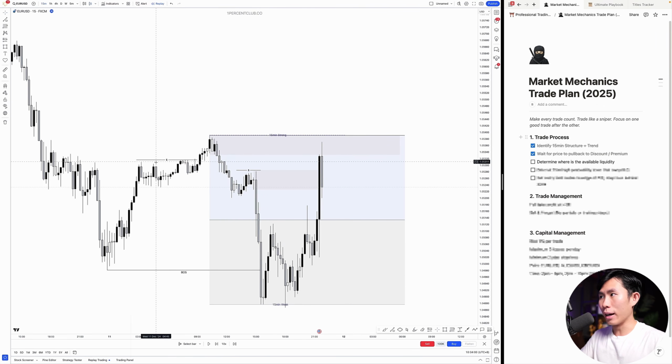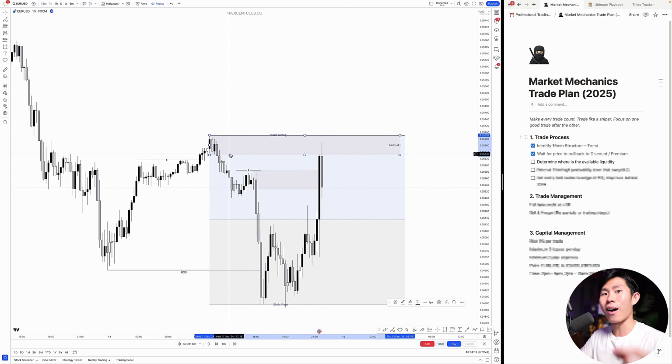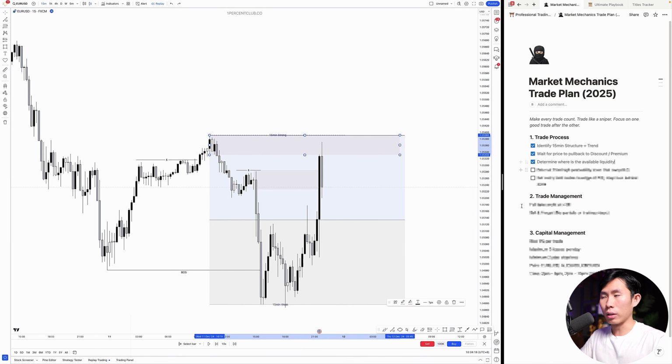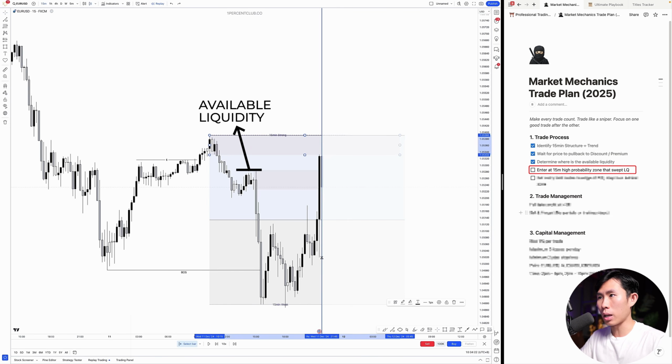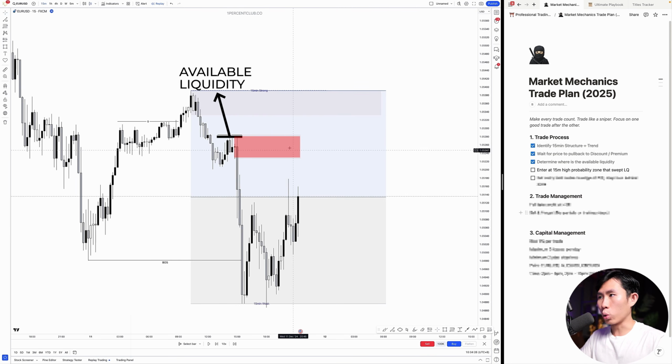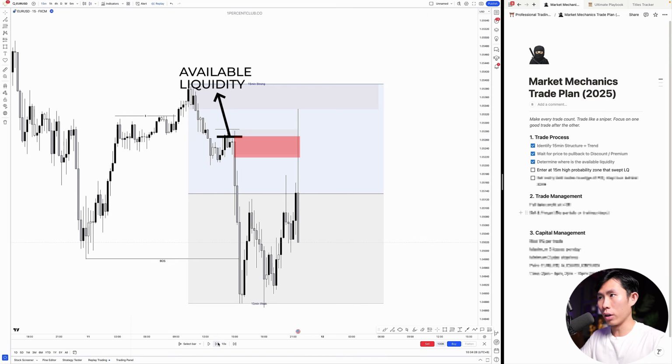So based on this, I know that this right here, price has already swept the available liquidity above these highs, and then supply stepped into the market and caused price to go down just like this. So this is not just an ordinary supply zone, this is a high probability zone because it swept liquidity, right? So we have determined where the available liquidity is right here, which means when price actually comes up and approaches this particular supply zone, we want to see this liquidity to be swept first, right?